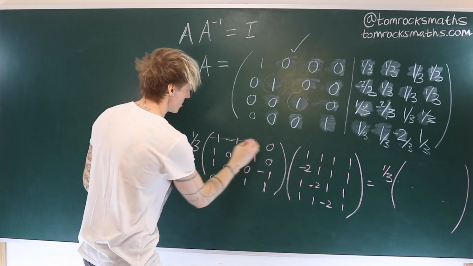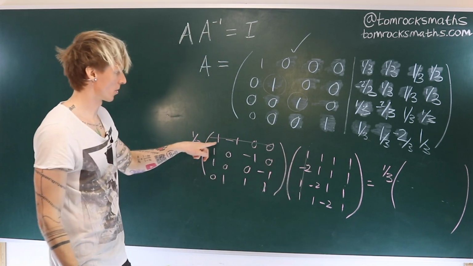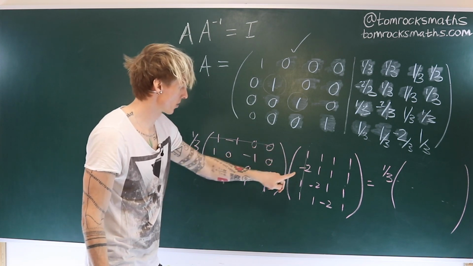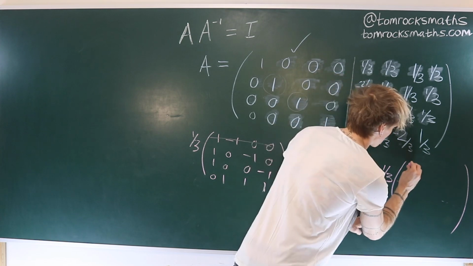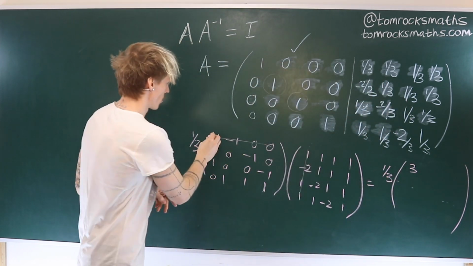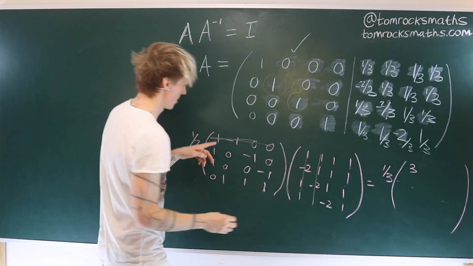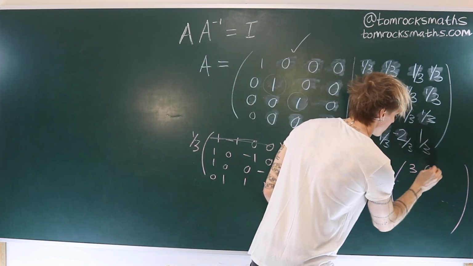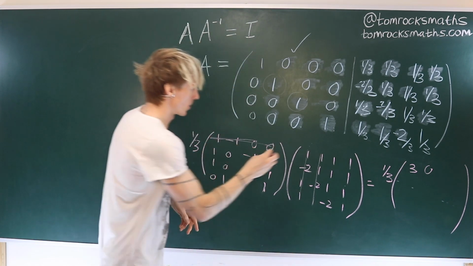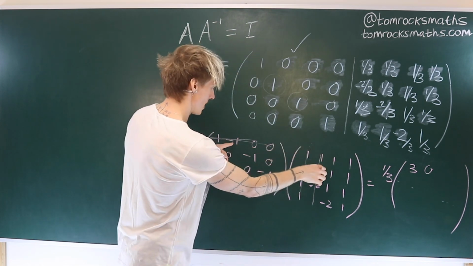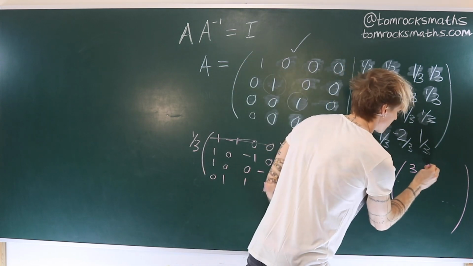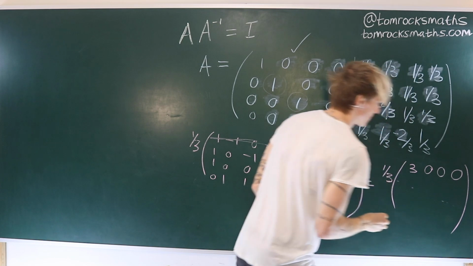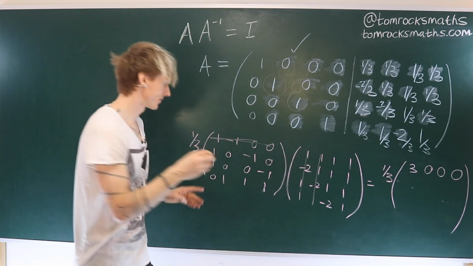So let's check. First row, first column. So 1 times 1, that's 1, plus 2, plus 0, plus 0. So that's 3. Excellent. First row, second column, that's 1, minus 1, that's 0, plus 0, that's 0. Excellent. First row, third column, that's 1, minus 1, that's 0. And first row, last column is also 0. Okay, so the first row looks good.